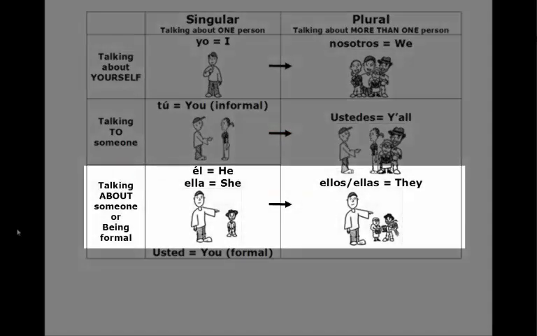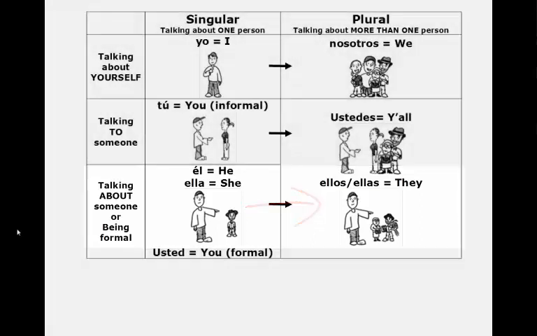Finally, the third column is when you're speaking about someone. Here, if you're speaking about one person, if it's a boy, it would be él for he, or ella for she. But if you're speaking about more than one person, you're going to move across to the plural side. Ellos for a group of guys, for more than one male or a mixed group, and ellas if you're talking about just girls. So ellos and ellas are our plural forms, talking about someone.